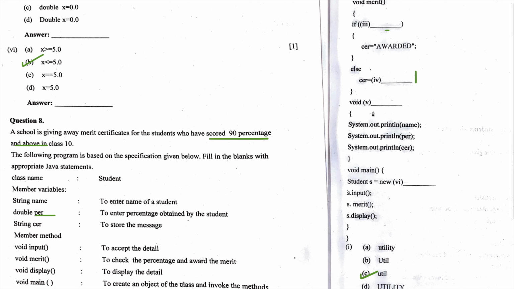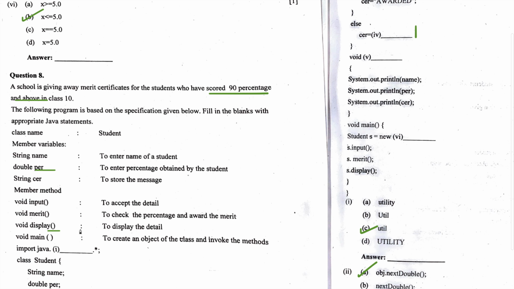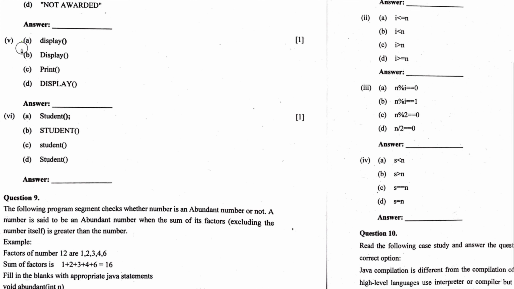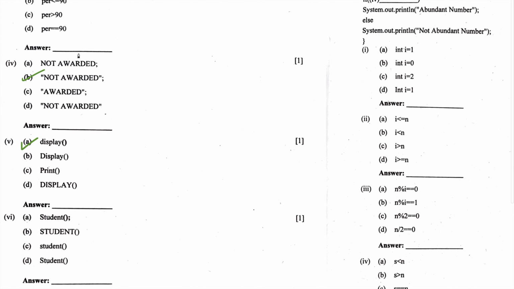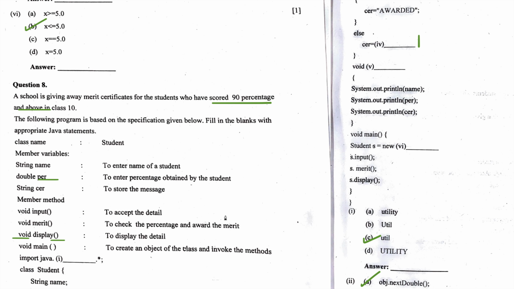Then the fifth is this function, which is display to details. So the fifth is going to be the function name, which is display. Make sure the function name is exactly as mentioned in the requirements, which is here.